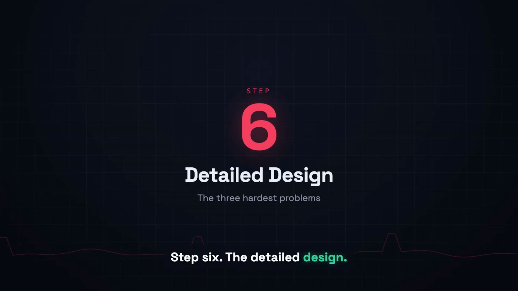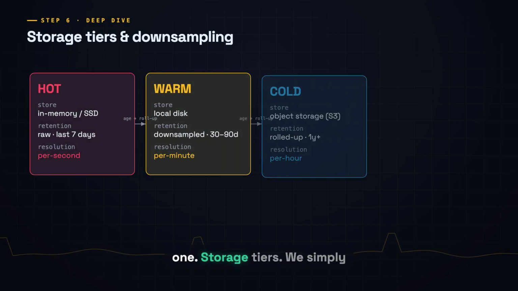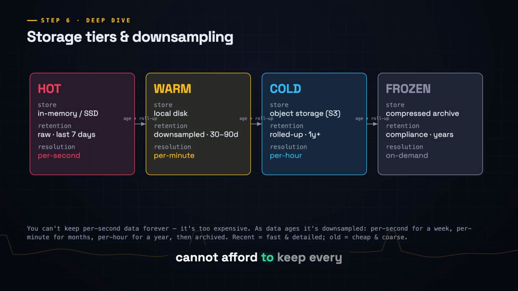Step 6, the detailed design. Let's deep dive into the 3 hardest problems that make or break a platform at this scale. Deep dive number 1, storage tiers. We simply cannot afford to keep every high-resolution data point forever, so we use tiered storage with downsampling.